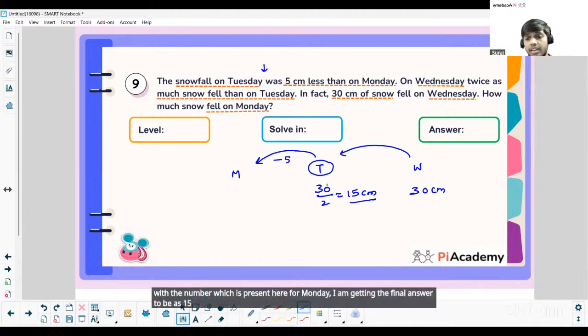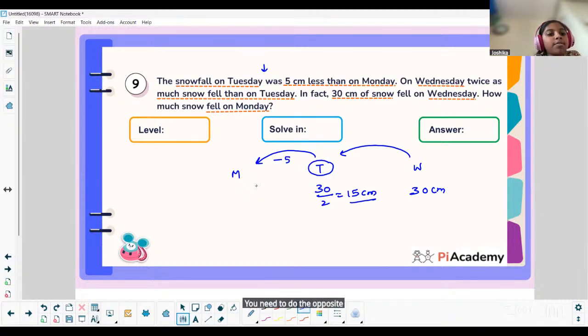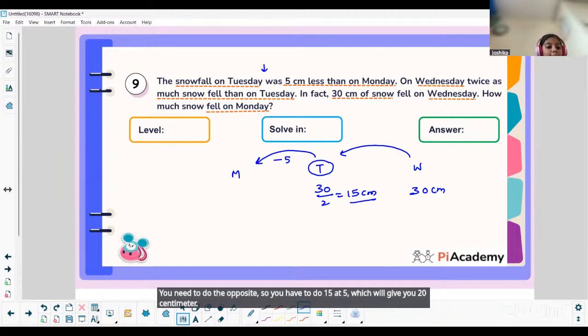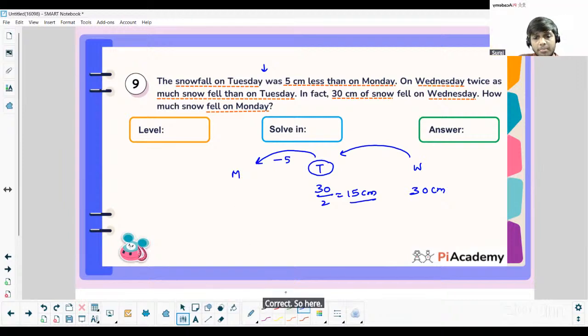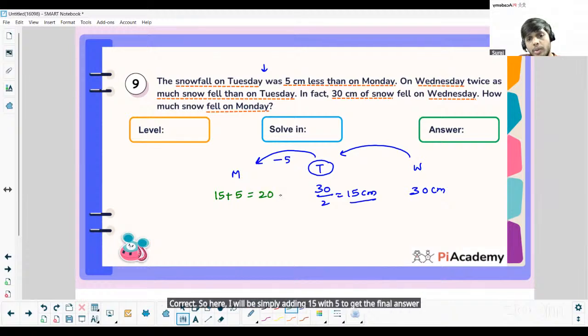So what do you guys think? What shall I do to calculate the final answer? Yes, Joshika, go ahead. You need to do the opposite, so you have to do 15 add 5, which will give you 20 centimeters. Correct. So here I will be simply adding 15 with 5 to get the final answer as 20 centimeters.